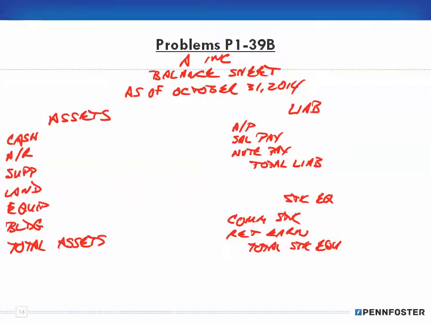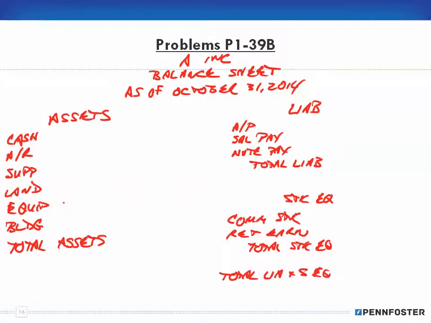And of course, since my accounting equation is assets is equal to liabilities plus equity, okay, I'm going to want to know what my total liability and equity is. So underneath that, I'm going to have my total liability and stockholders' equity.